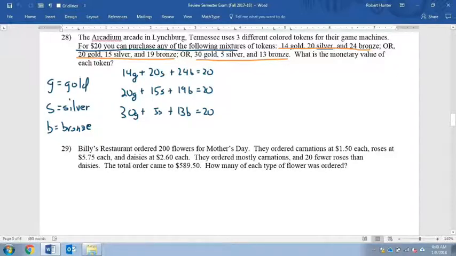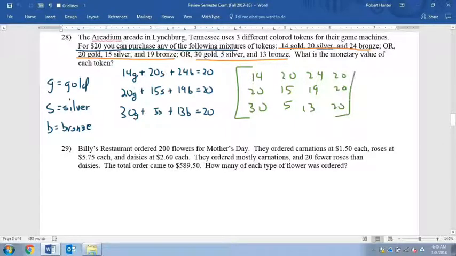I'm looking in like 3 places for all this. But anyways, so I got them all in order. So 14, 20, 30, 20, 15, 5, 24, 19, 13, and 20, 20, it's not 22, 20, and 20. There's your matrix. Stick it in your calculator.